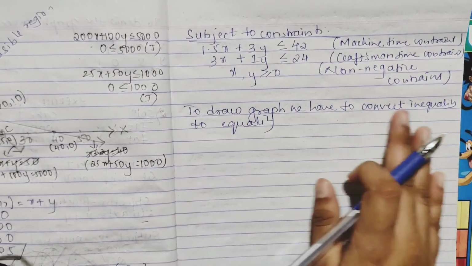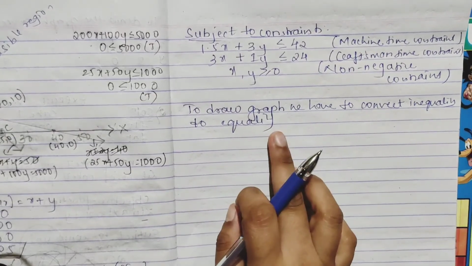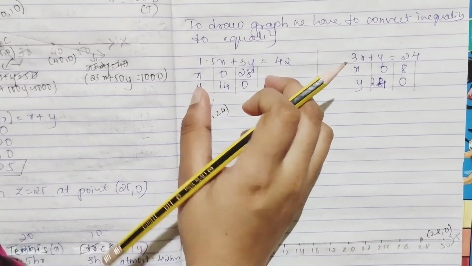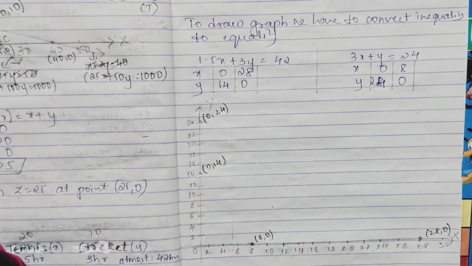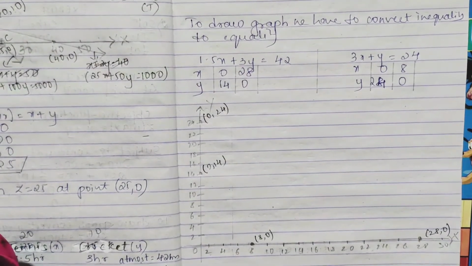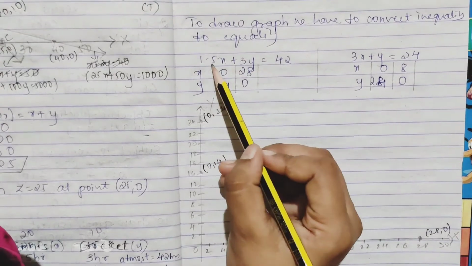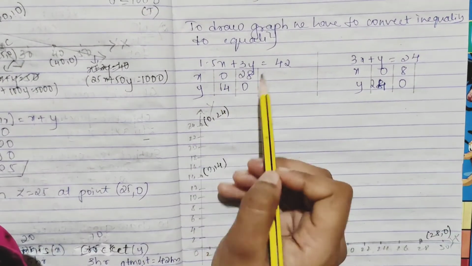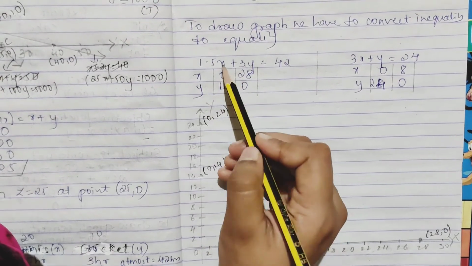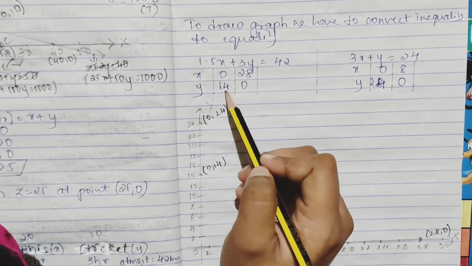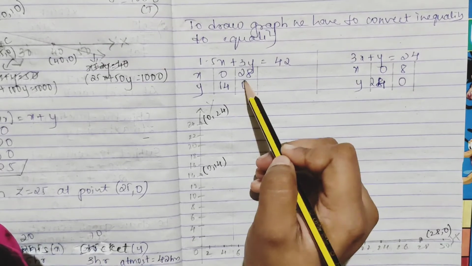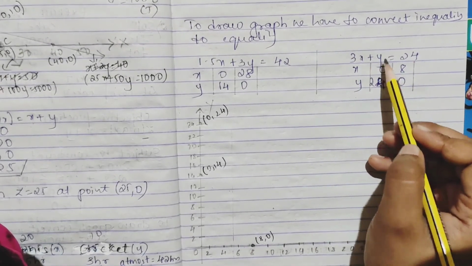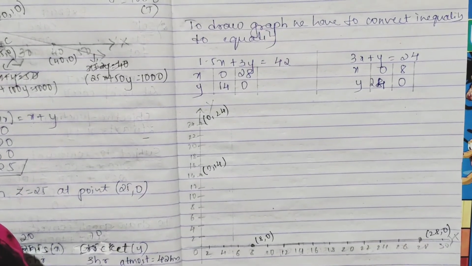So to draw the graph we have to convert the inequality to equality. So write it: 1.5x plus 3y is equal to 42, 3x plus y is equal to 24. Finding the values, when x is 0, y becomes 14, when y is 0, x is 28. And also when you put x is 0 you get y as 24, when you put y is 0 you get x as 8. Now we are plotting the graph.